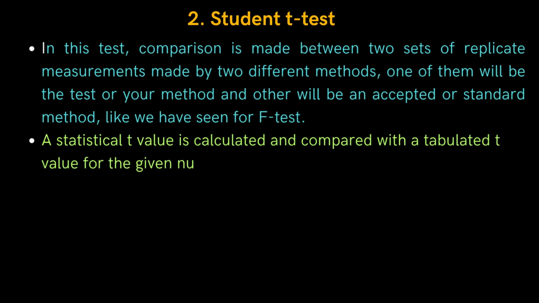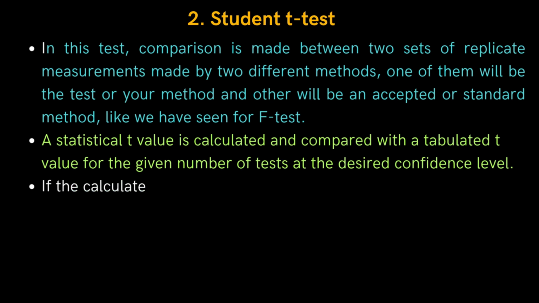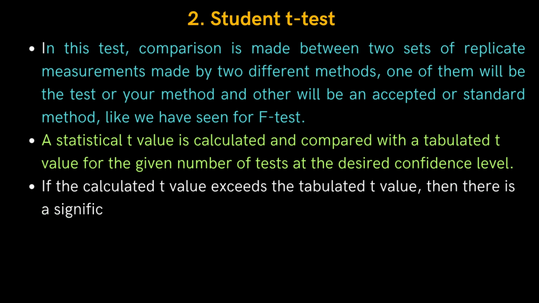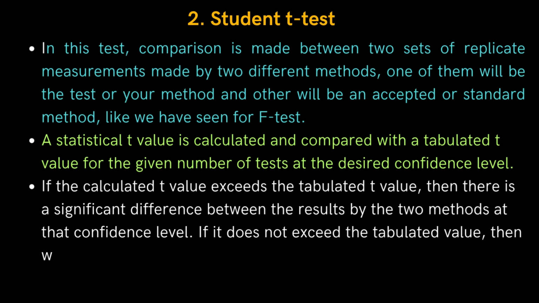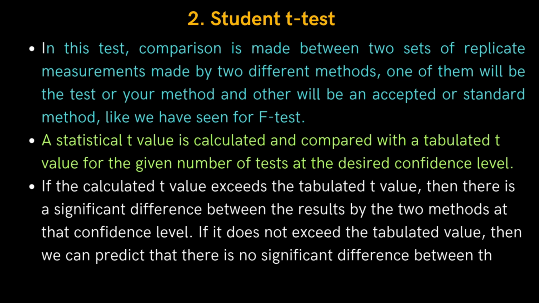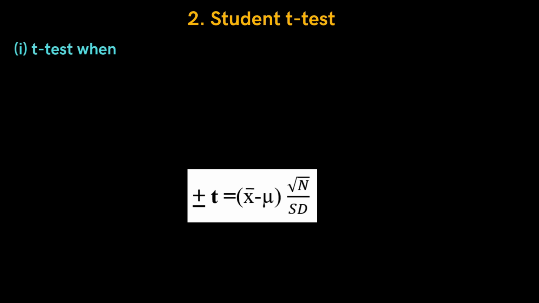A statistical t-value is calculated and compared with a tabulated t-value for the given number of tests at the desired confidence level. If the calculated t-value exceeds the tabulated t-value, then there is a significant difference between the results by the two methods at that confidence level. If it does not exceed the tabulated value, then we can predict that there is no significant difference between the methods. The student t-test is of two types.